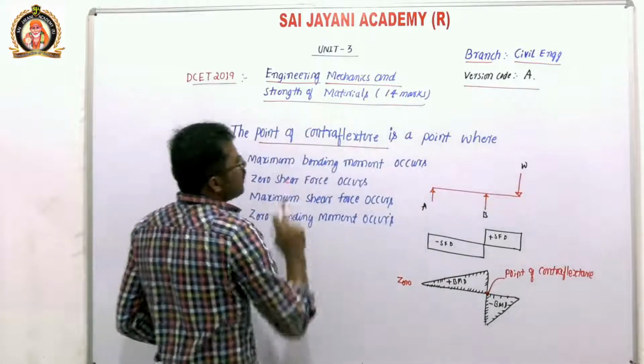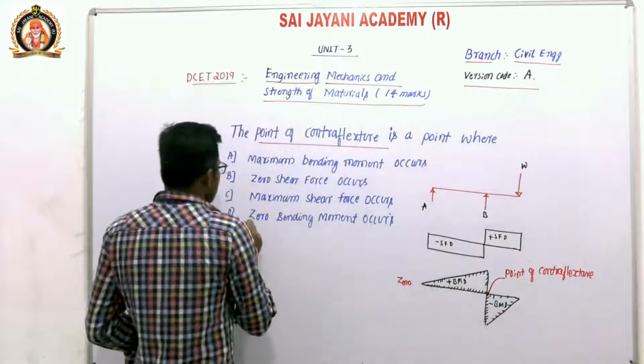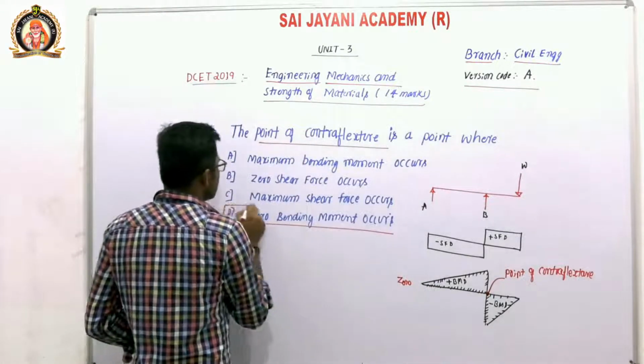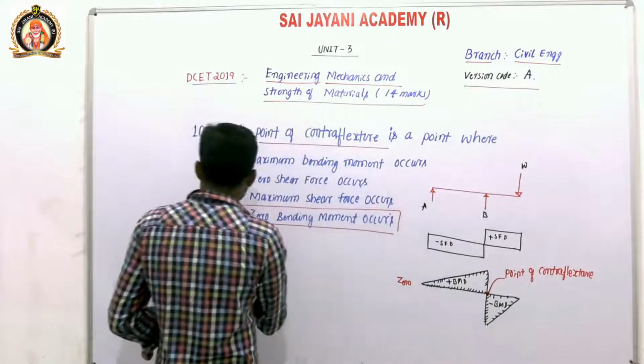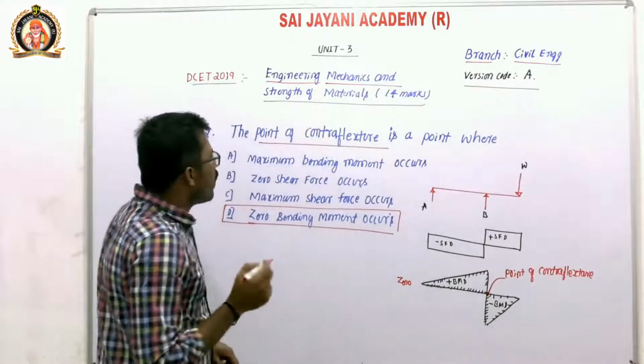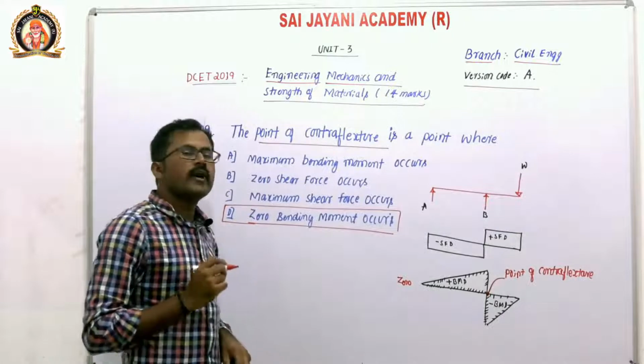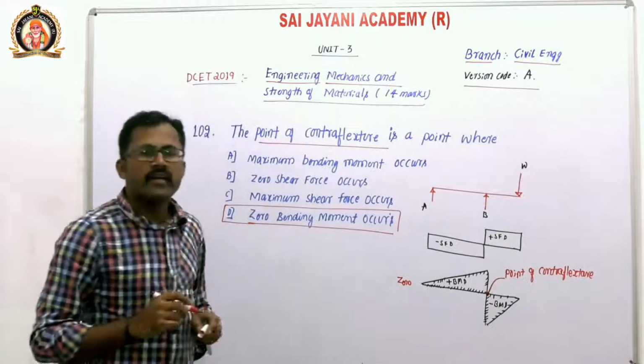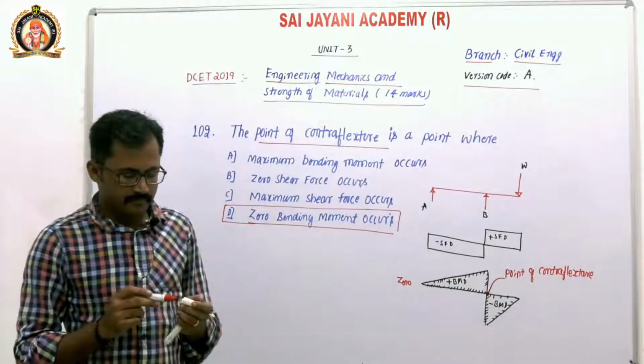So the point of contraflexure is a point where zero bending moment occurs. So option D is the right answer.